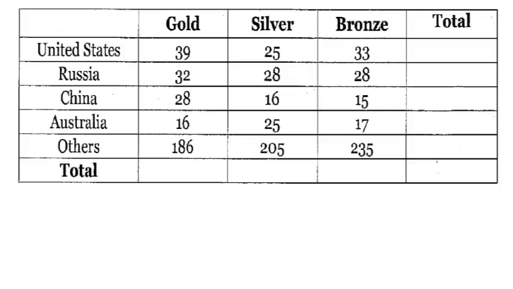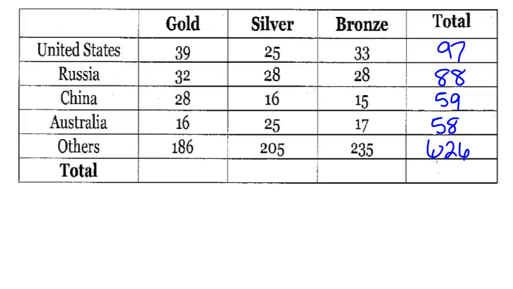And so let's see. I'm just going to start and I'm going to do my rows. So all the US, golds plus the silvers plus the bronze, they had 97 total. And I'm going to do the same for Russia. Russia's golds, their silvers, and their bronze added together, and they have 88. Then we have China. Add up China's golds, their silvers, their bronze, and we get 59. I'm going to go right across, same thing for Australia, 58. And then everyone else left over in the others category is 626.